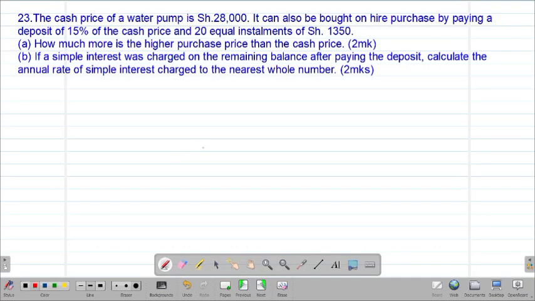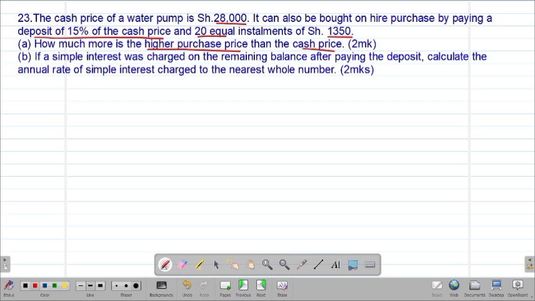Welcome to today's class. It's our 11th lesson on a given Form 3 mathematics topic called Commercial Arithmetics 2. So we are looking at our 23rd example, which reads that the cash price of a water pump is 28,000 shillings. It can also be bought on hire purchase by paying a deposit of 15% of the cash price and 20 equal installments of 1,350 shillings.